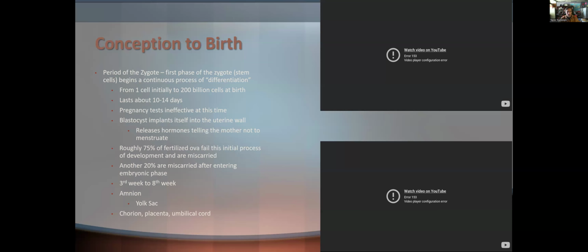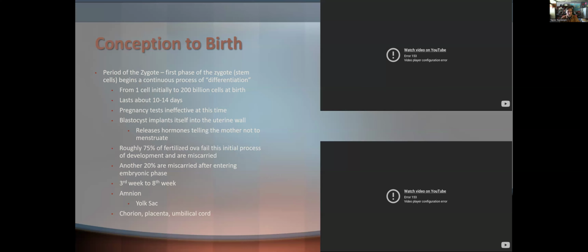Another 20% are miscarried after entering the embryonic phase. I say this if people feel guilt for some reason over miscarriage: miscarriage is more common than having a child. So there's no reason to have significant remorse over something that is not necessarily at all given.